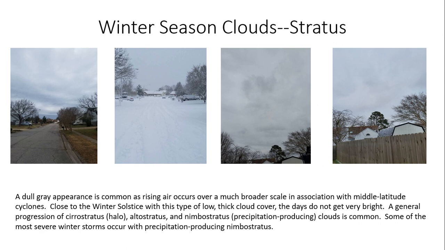In general, progression occurs when you have mid-latitude cyclones approaching. You generally start off with progression of cirrostratus clouds, which are associated with a phenomenon known as a halo, which I'll show you here in a bit. Altostratus clouds and the nimbostratus clouds are the precipitation-producing clouds. As you get closer to the center of a low-pressure system, that's typically the sequence you see. Higher cirrostratus, lowering to mid-level altostratus, lowering to thicker nimbostratus. Now, some of the most severe winter storms are associated with precipitation-producing nimbostratus.